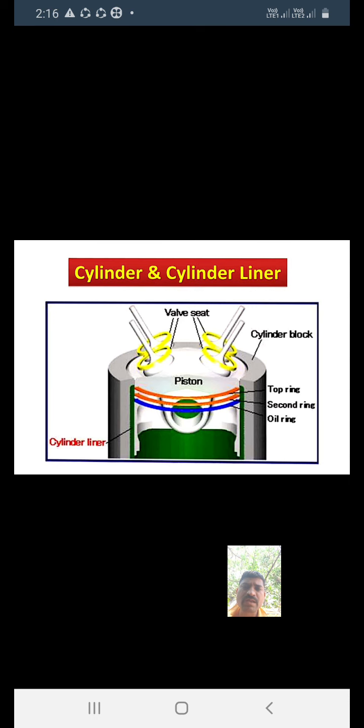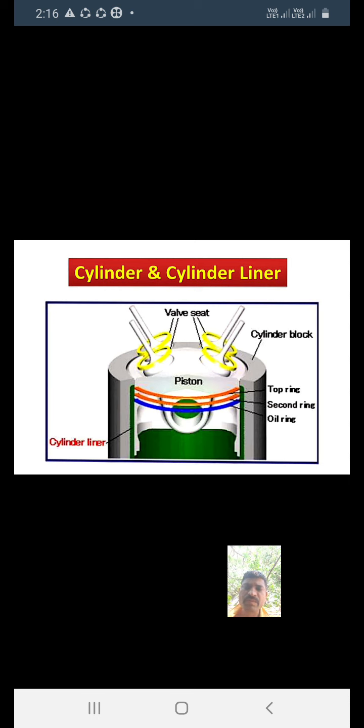First we'll see the construction of the cylinder and cylinder liner. Second, there are different types of stresses induced in the cylinder liners, and we'll find out those stresses. And third is the design of the cylinder and cylinder head. We'll see the subsequent parameters of the cylinder and cylinder head. First, we'll go on to the construction of the cylinder liners.